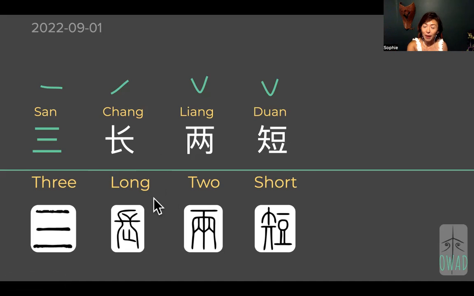And we also expand that implication in a spatial sense, that's going to be a long distance between A and B. So in both the spatial and the temporal sense, this is going to be something extended, long, expanded. So that's our long concept. And we have a duan.